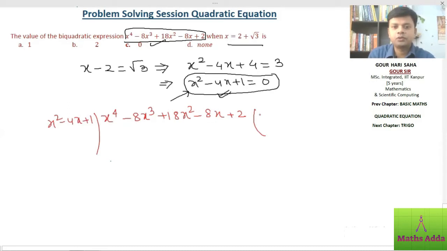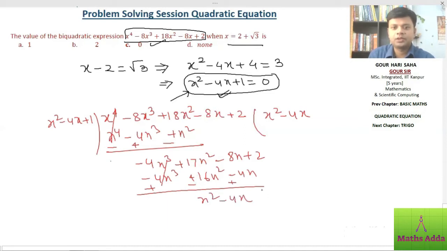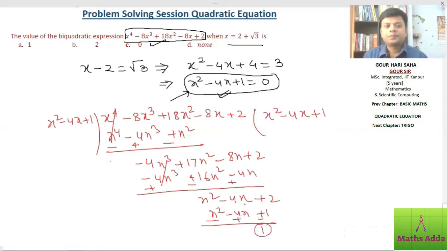So it is x to the power 4, so it will be x square here. Now multiply x square with this term, it is x to the power 4 minus 4x cube plus x square. Change the sign, cancel, this is minus 4x cube and this is plus 17x square minus 8x plus 2. Then if it is minus 4x, it is minus 4x cube plus 16x square minus 4x. Change the sign, gone, it is x square minus 4x plus 2 and then plus 1 x square minus 4x plus 1, it is 1.